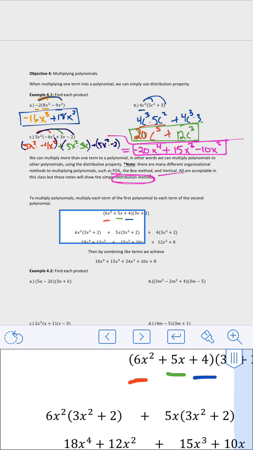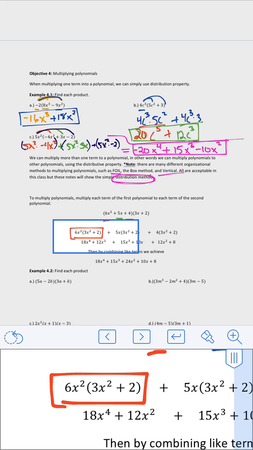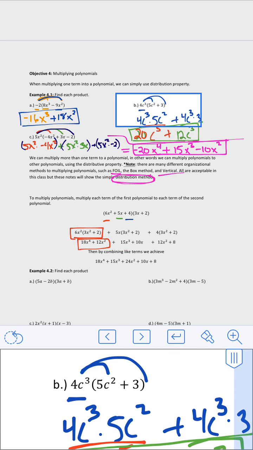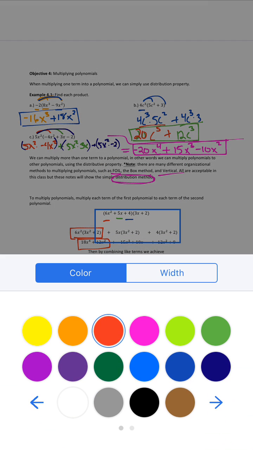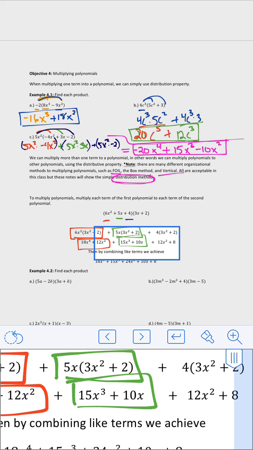So this first one, I'm going to think of this first case as the red problem. I'm going to multiply a 6x squared times the 3x squared plus 2. When I do that, I end up with 18x to the 4th plus 12x squared. Okay, it's the exact same problem we just did up here with the 4c cubed, right? Same thing here. I'm going to consider this second green term as its own monomial, and I'm going to multiply that in. And then I get this guy.